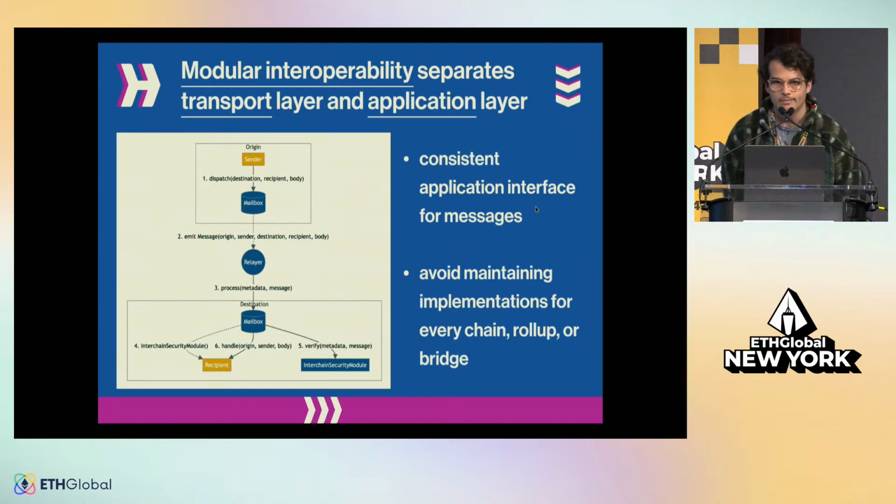Hyperlane implements this approach to interoperability. We're embracing modularity, and we're separating the transport layer and the application layer. So at the application layer, you can have this consistent interface, which is quite simple. It's basically an on-chain smart contract API that allows you to pass a destination chain, a recipient address on that destination chain, and basically arbitrary bytes.